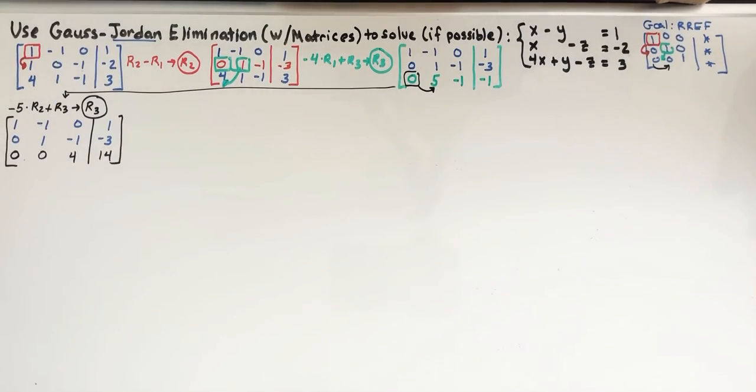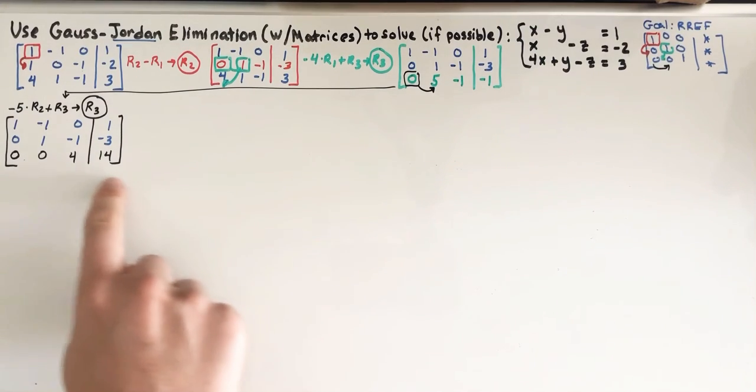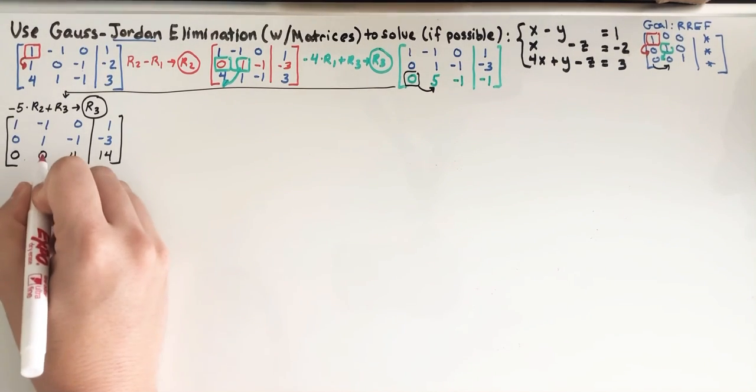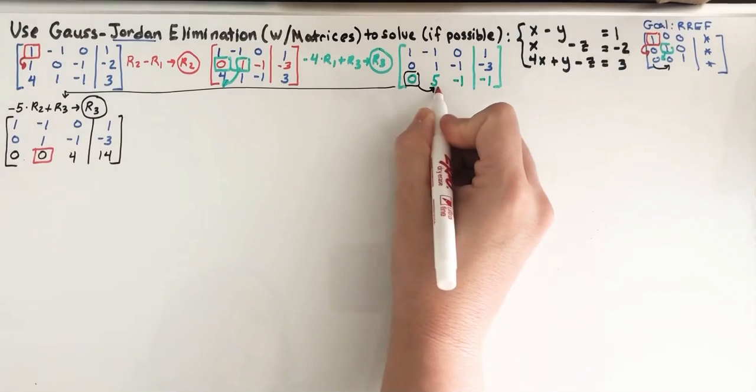You might already see something cool. We almost have z, don't we? We almost know what z is because we really are one step away from REF form at this point if we were just doing Gaussian elimination. So let's go ahead and notice what this produces here. We have our 0 where we wanted it. That's our goal here. We got our 0.